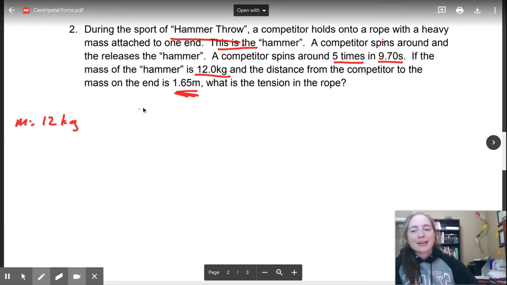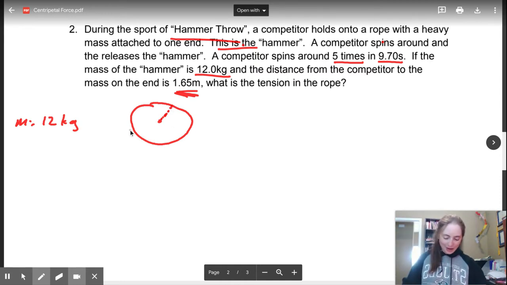Radius. Say this is the pattern in which the hammer is being spun, and here is the guy in the middle who is holding out the hammer, and here is the length of the rope. That's your hammer. And then as the guy spins in a circle, that is your radius. So our radius is 1.65 meters.